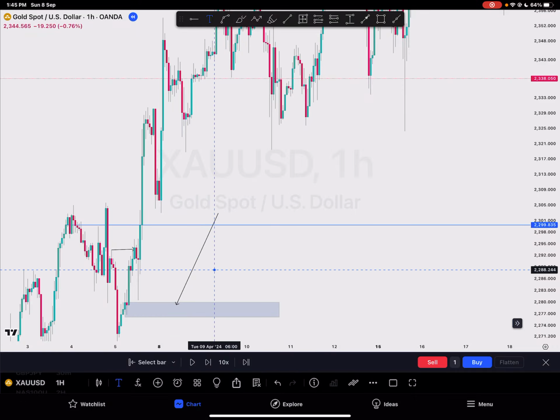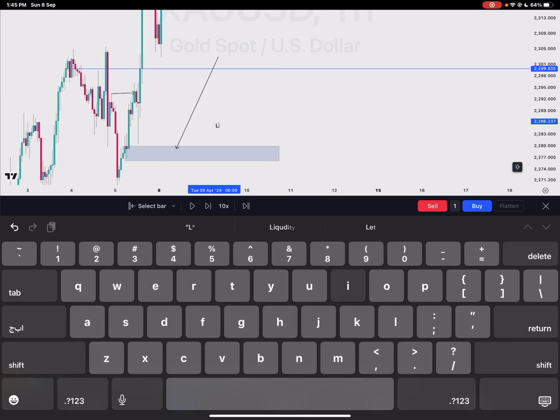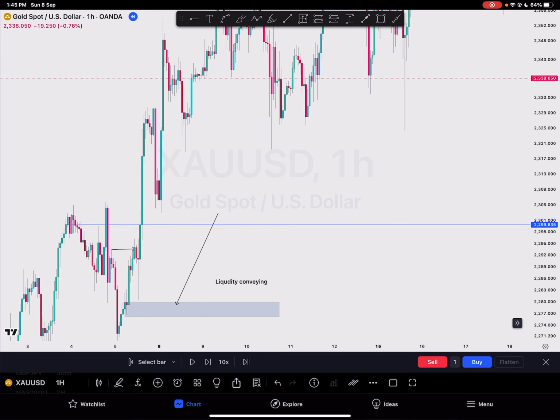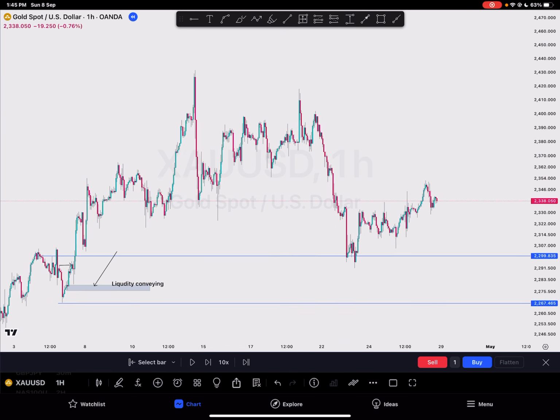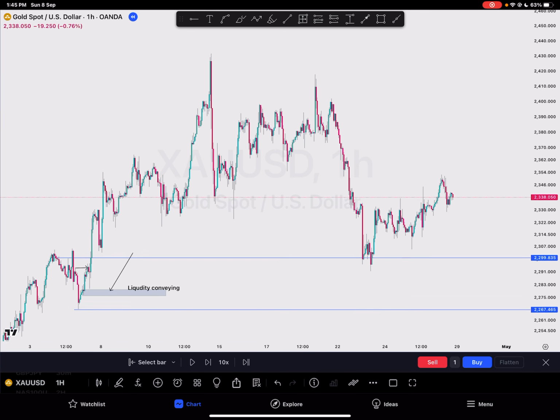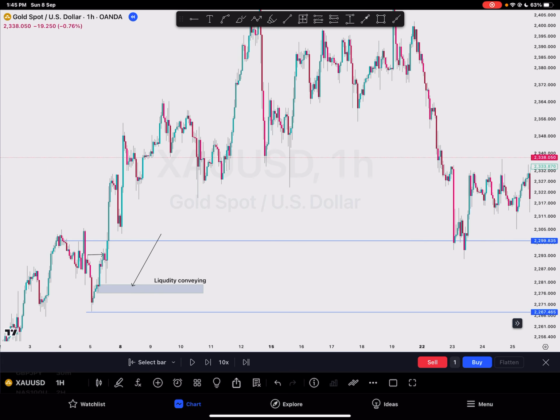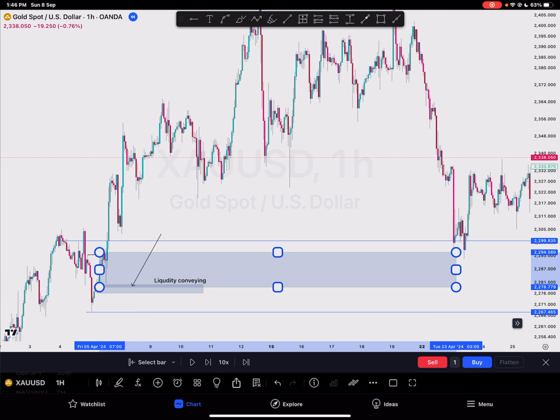Price has performed what we call the liquidity conveying, has preserved its liquidity conveying. But before we even consider that as a liquidity conveying, has price performed a shift point? Because price must perform a shift point as it approaches this outside formation, before coming to that area of liquidity. This was the outside formation that we had.